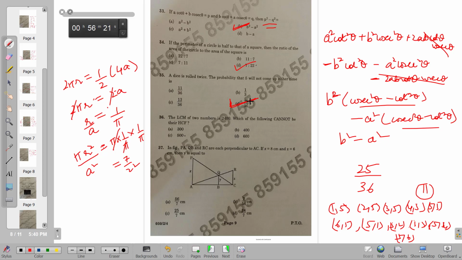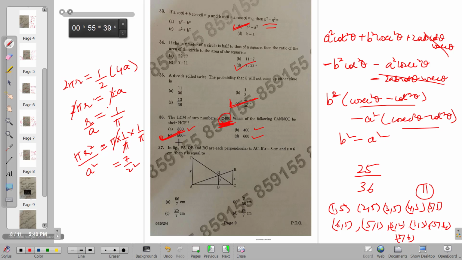LCM of two numbers is 2400. So this 2400 is a multiple of the two numbers. Which of the following cannot be their HCF? Basically, whatever is the HCF, that should be a factor of 2400. Is 300 a factor of 2400? Yes. Is 400 a factor of 2400? Yes, 400 into 6. Is 600 a factor of 2400? Yes. Is 500 a factor of 2400? No, 2400 is not a multiple of 500. So the answer will be 36C. Remember, HCF has to be a factor of the LCM also. So 36C will be the answer.